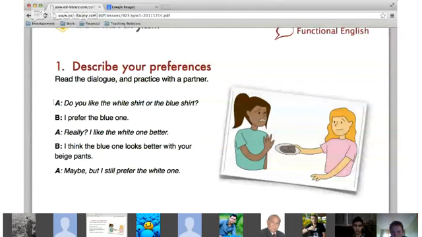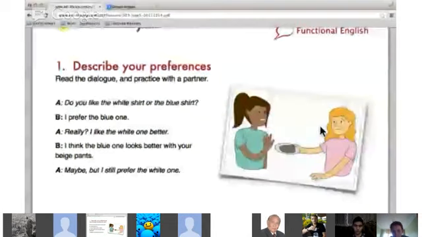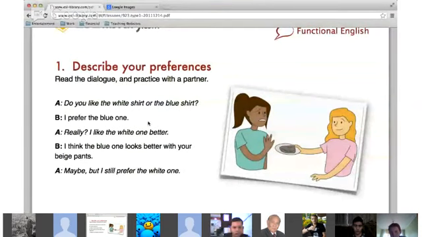Do you like the white shirt or the blue shirt? I prefer the blue one. Really? I like the white one better. I think the blue one looks better with your beige pants. Maybe, but I still prefer the white one.